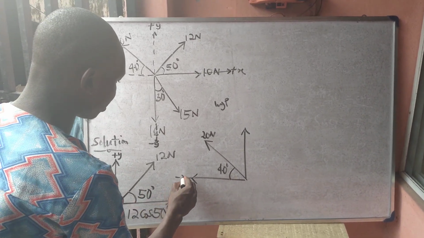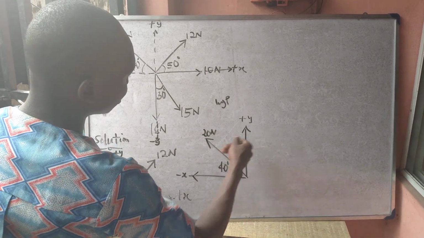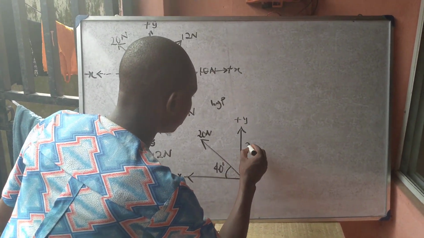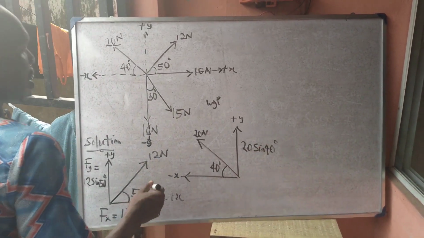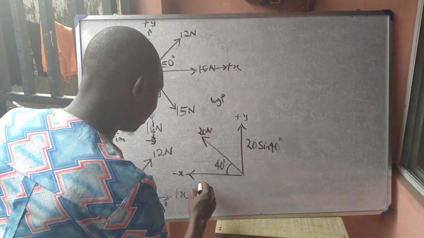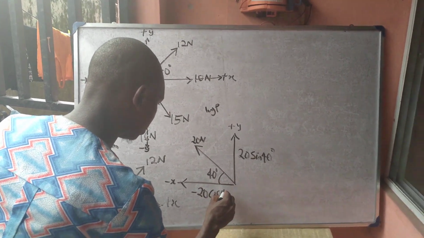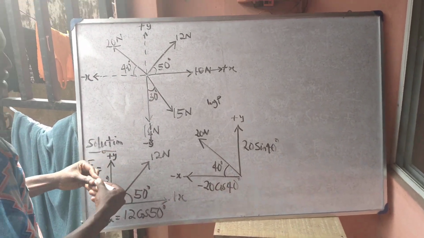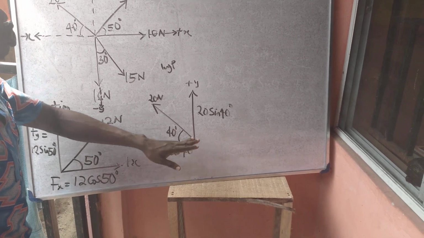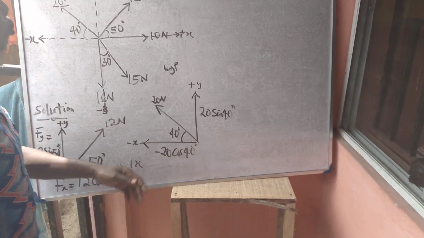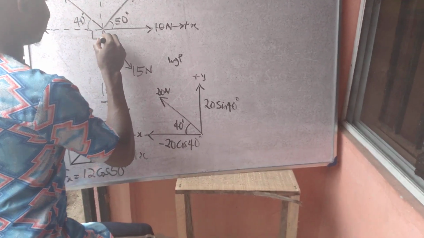Now, this is negative x and this is positive y. So, resolve it this way to the vertical axis. This becomes 20 sine 40 degrees, and to the horizontal becomes minus 20 cos 40 degrees. It's minus because it is acting this way towards the left, so that is negative x, and if it's going upwards, that is positive y. Okay, now we're going to look at this other component. We know that this is 90 degrees.